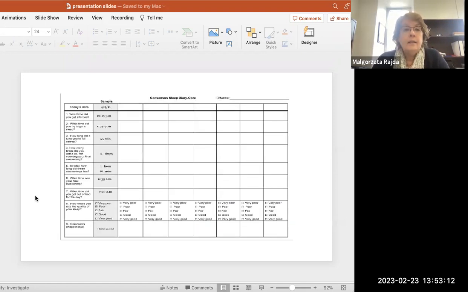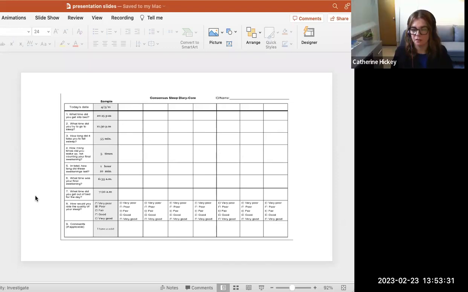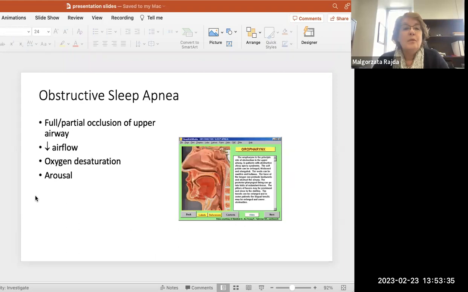So those are the main tests that we are using in diagnostics of sleep disorders. And unless you have any questions, I'm going to move on now to specific sleep disorders. Any questions? Okay, all right, let's move on. We have a lot of ground to cover. So I'm going to talk now about sleep apnea.